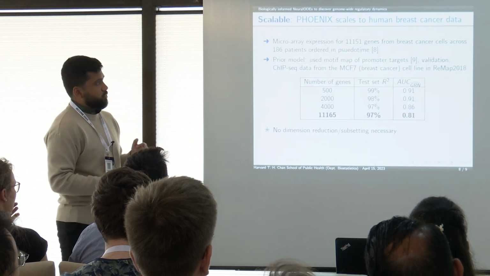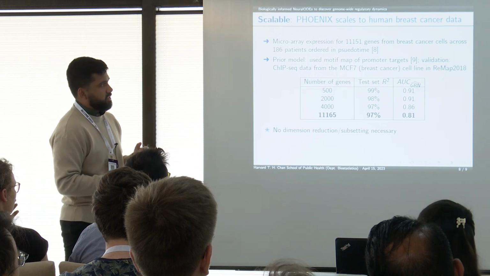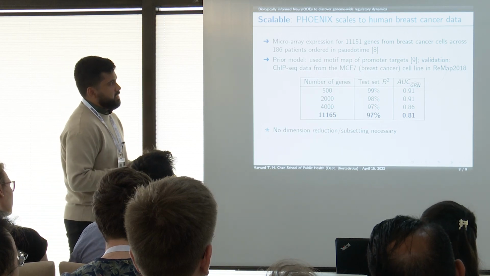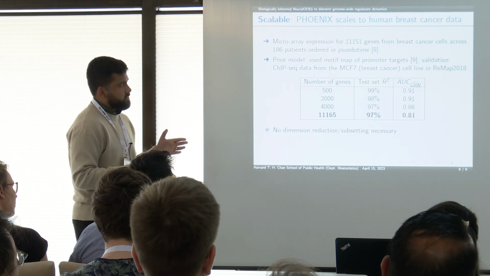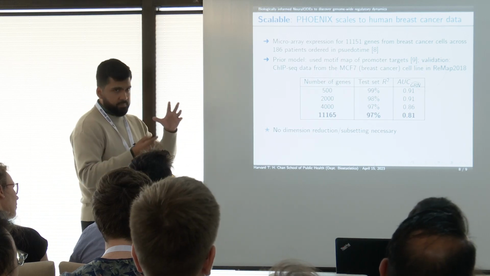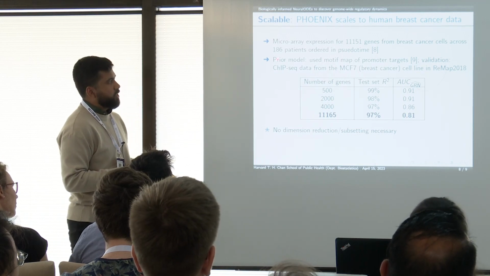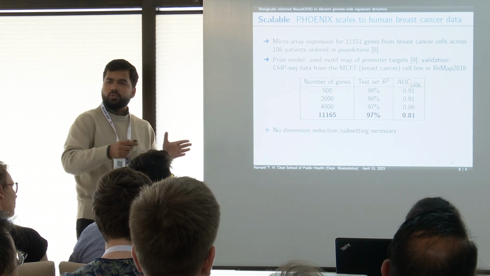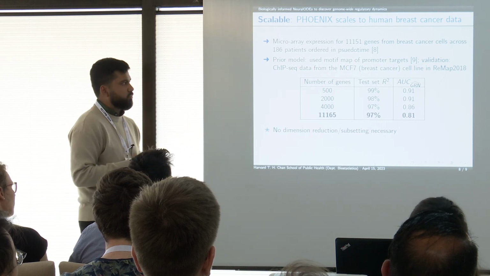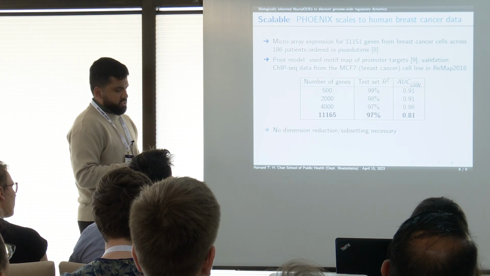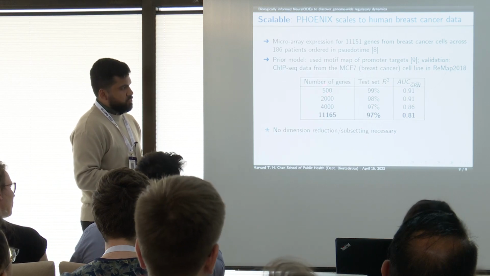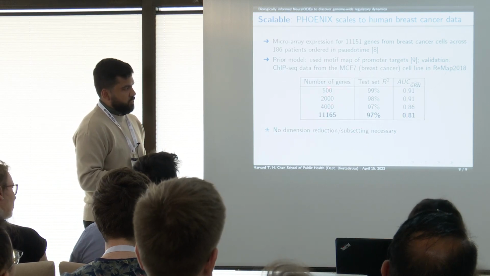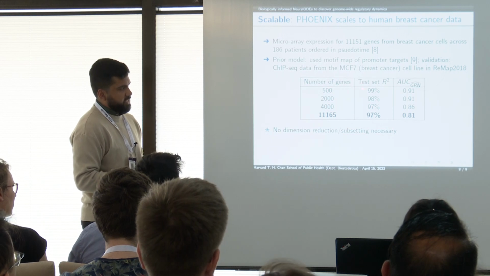Lastly, we applied it to breast cancer data on about 11,000 dimensions. These are breast cancer microarray data across 186 patients that we ordered in pseudotime. So we got this pseudo trajectory of breast cancer expression. We see that if you look at smaller subsets of the genes and then slowly scale up, Phoenix tends to stay explainable as well as predictive.